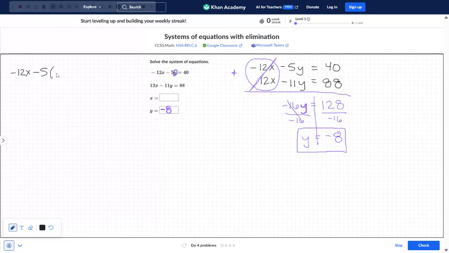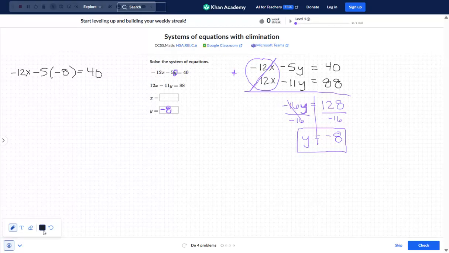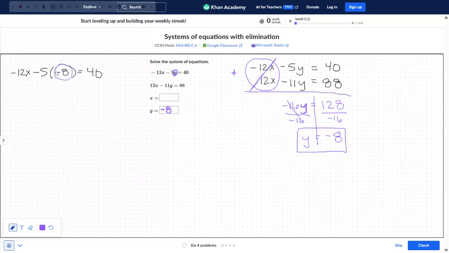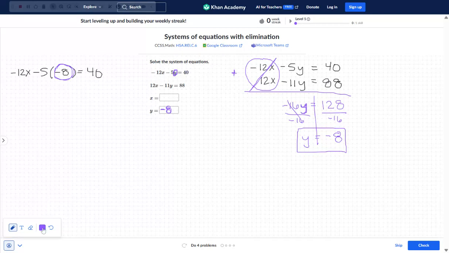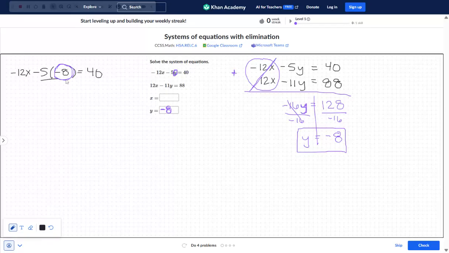Negative 5, now instead of y, negative 8. Again, if you chose the other equation, work it out and you'll see you should get the same answer, right? Because our goal is to figure out where these two lines intersect. All right, we plug in. So we took the first equation, but instead of y, we replaced y with negative 8. All right, we're going to clean this up. We're going to solve.